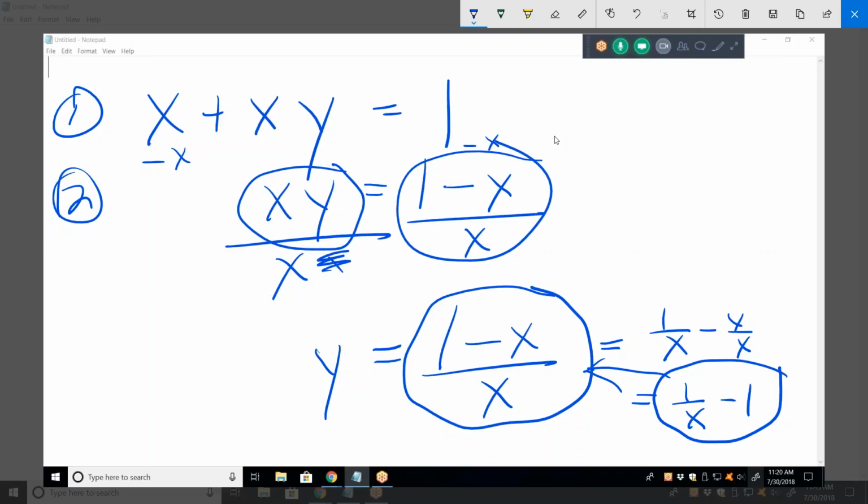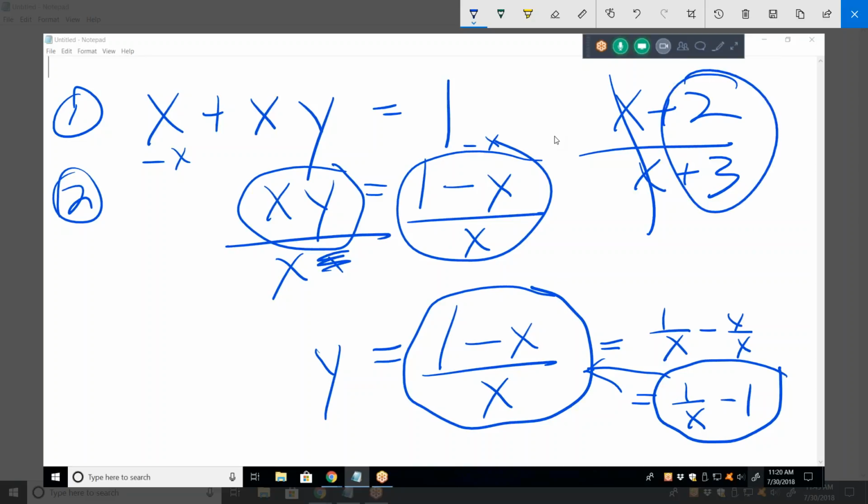But it's not just minus 1. In other words, you cannot do that kind of stuff. If I tell you x plus 2 over x plus 3, you can't cancel like that and come up with that. You can't do that in math. Remember that. A lot of people make that mistake. So you can never do that.